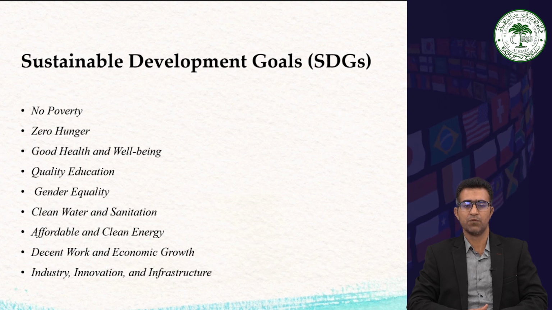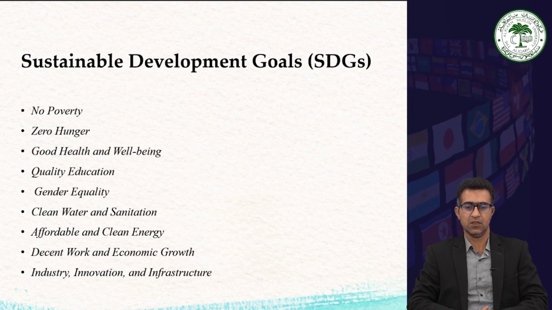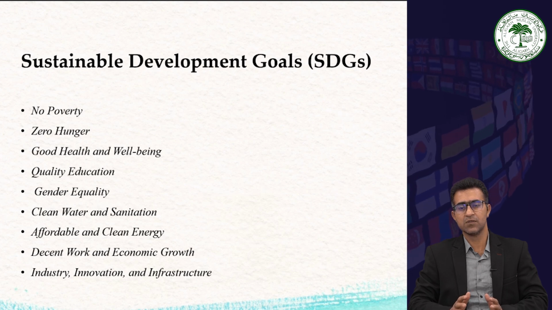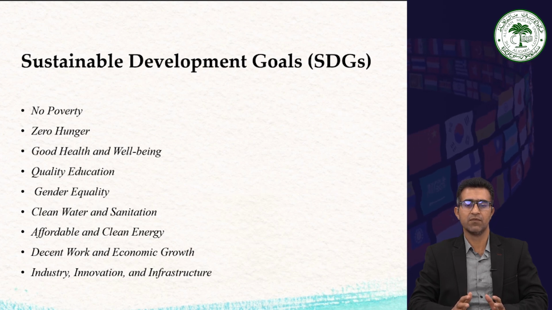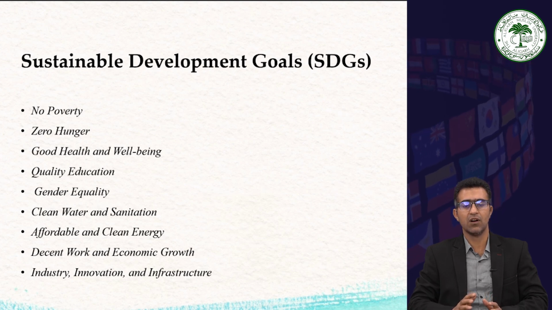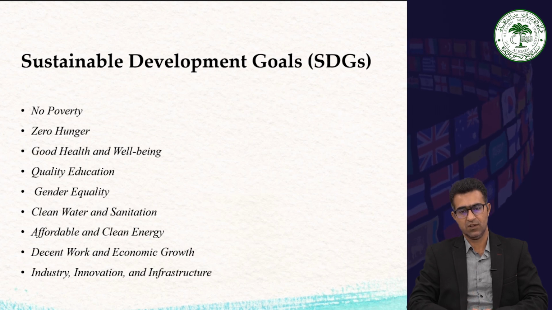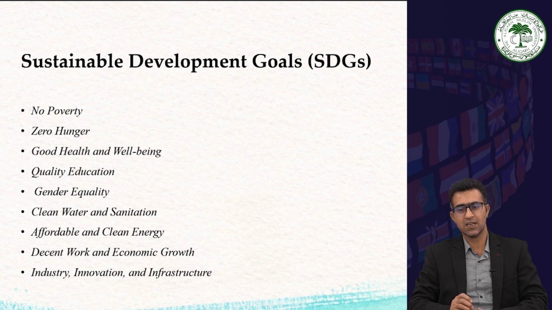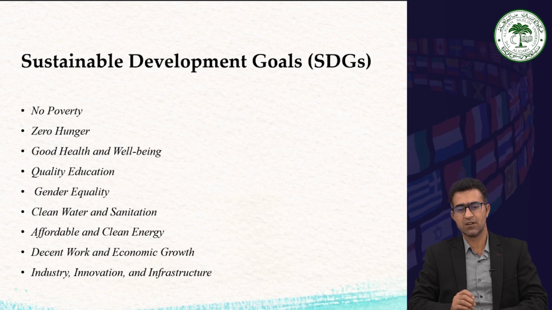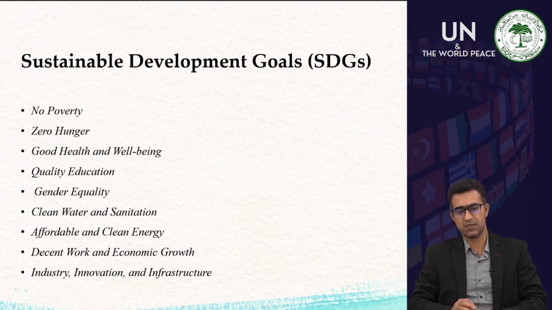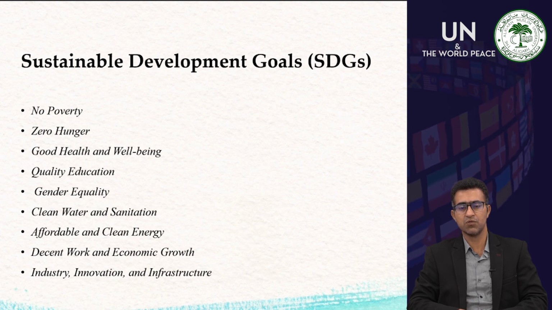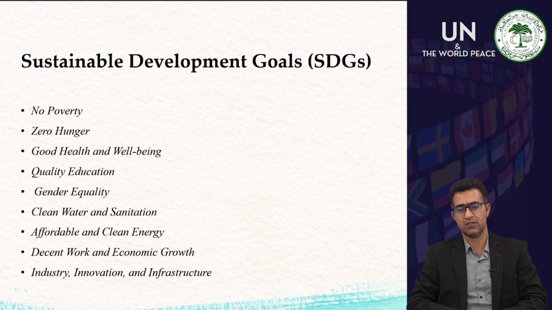The third goal is good health and well-being. So the third goal is to ensure healthy lives and promote well-being for all at all ages. It tries to reduce maternal and child mortality. It tries to end epidemics like AIDS and malaria. It tries to achieve universal health coverage.